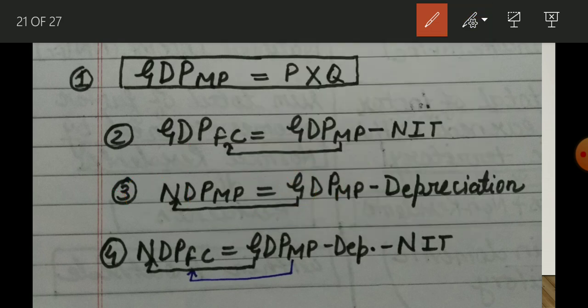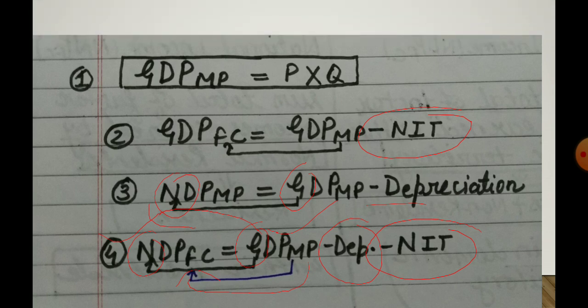Okay, next: suppose GDP MP is given and you have to calculate NDP FC. So here you find G is given, here net is required. When we are moving from gross to net, we have to subtract depreciation. When we are moving from MP to FC, we have to subtract NIT. Already at the start I had written it. So remember, when we are moving from MP to FC, we subtract NIT. When we are moving from gross to net, we subtract depreciation. Okay. Now, next.